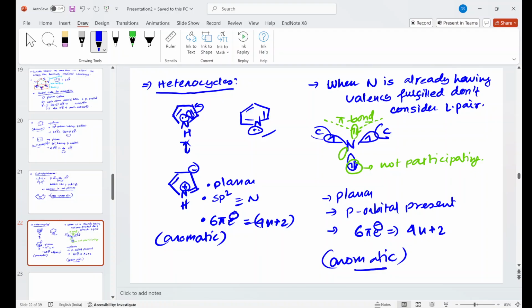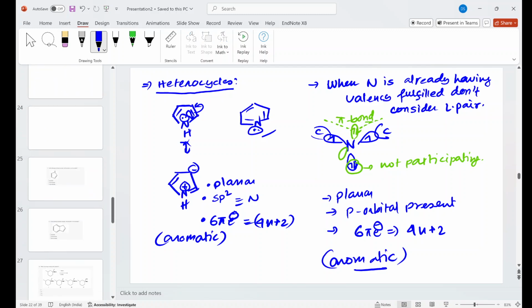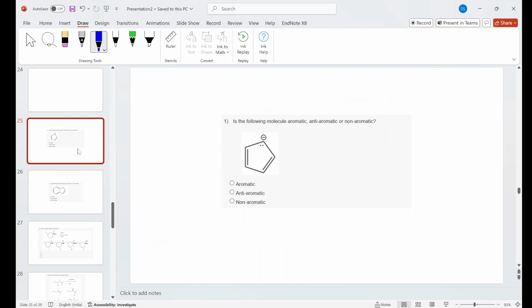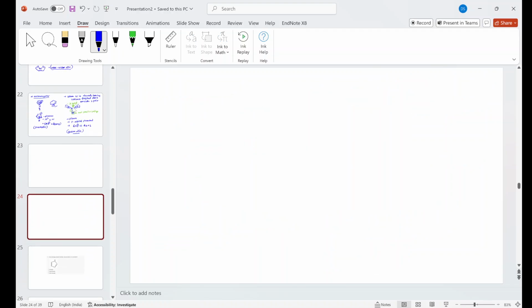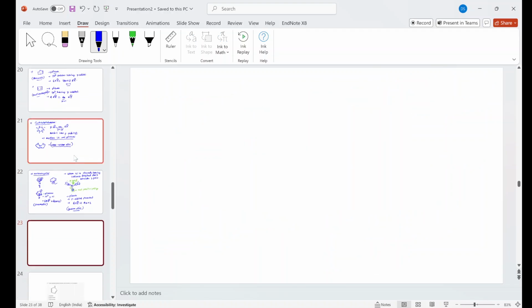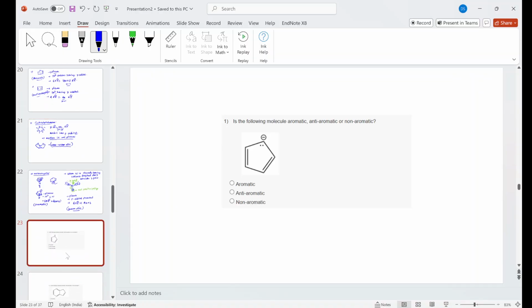So now let us practice some of the questions. Just a second. Yes. So this is from the practice set for this week. The first question says: is the following molecule aromatic, anti-aromatic, or non-aromatic? So you have to understand here.